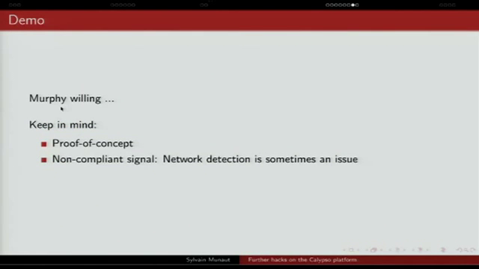So I'm going to try to make it work. Keep in mind that this is a proof of concept.